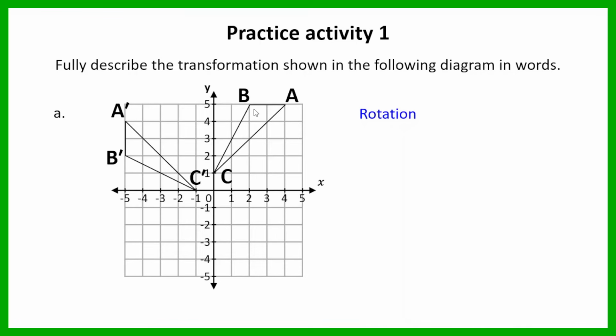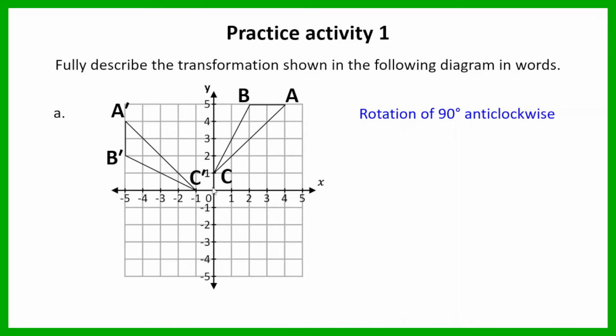So in this case, it was going from here to there, so it's a 90-degree rotation. It's only a quarter turn rotation. If it was 180 degrees, it would have gone all the way into this quadrant over here. It's only a 90-degree rotation. So the rotation is of 90 degrees and the direction is anti-clockwise.